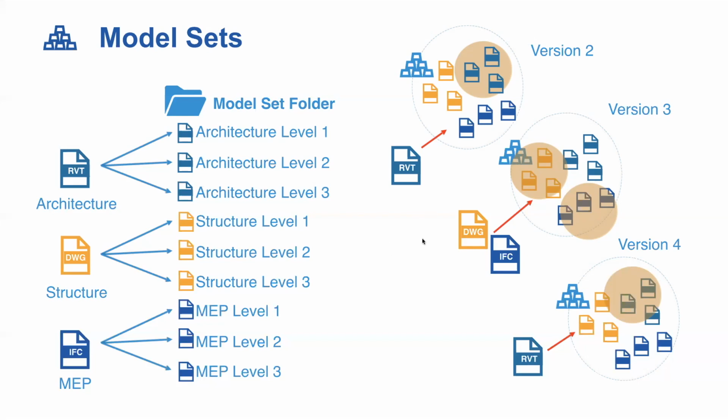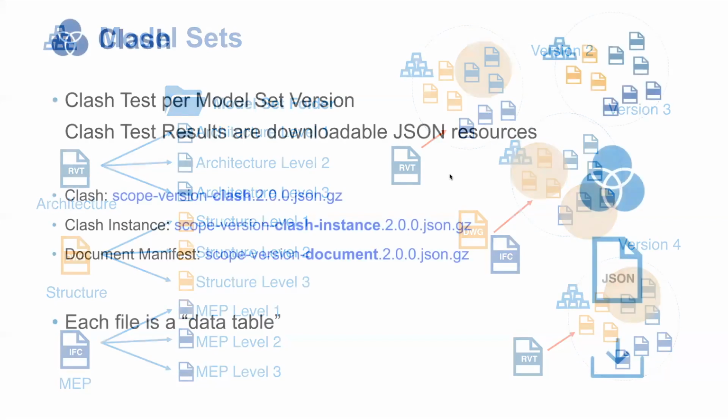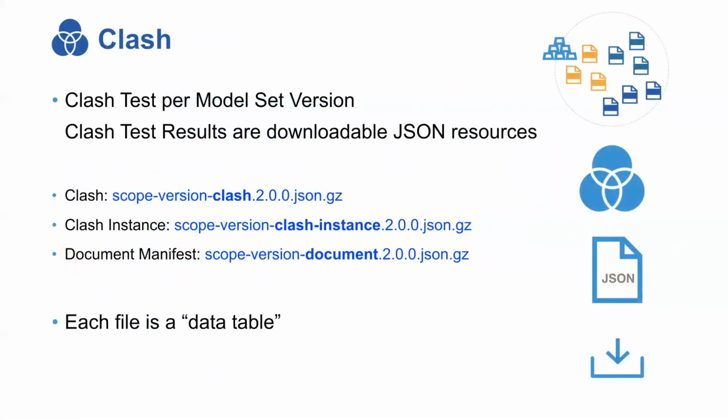The API will give you all the information about the documents in one version and the detailed data of the corresponding documents. The second one is clash. This is the very interesting one.